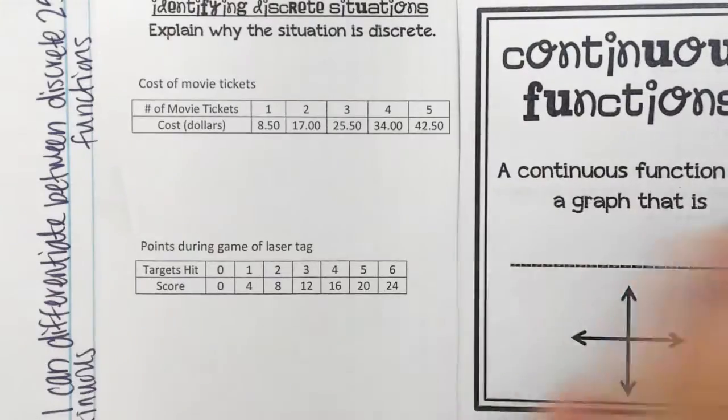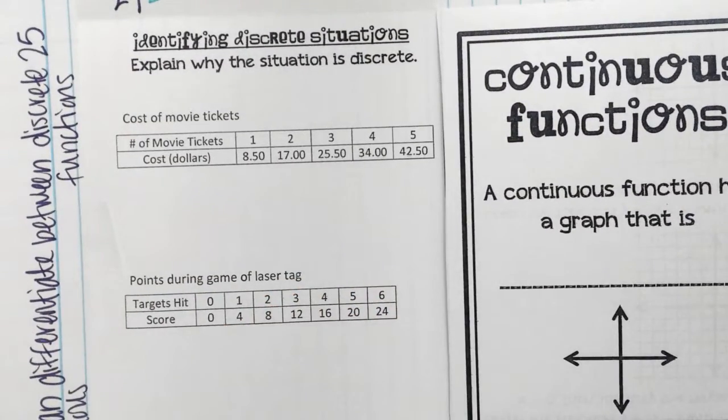Now, the bottom we're going to identify why it is a discrete function. And then that's going to help us differentiate between discrete and continuous. So let's look at these two situations. First, it gives us the number of movie tickets we buy, right? And then it gives us the cost in dollars. Now, why would this be a discrete function? Why would we not connect the dots when we graph this?